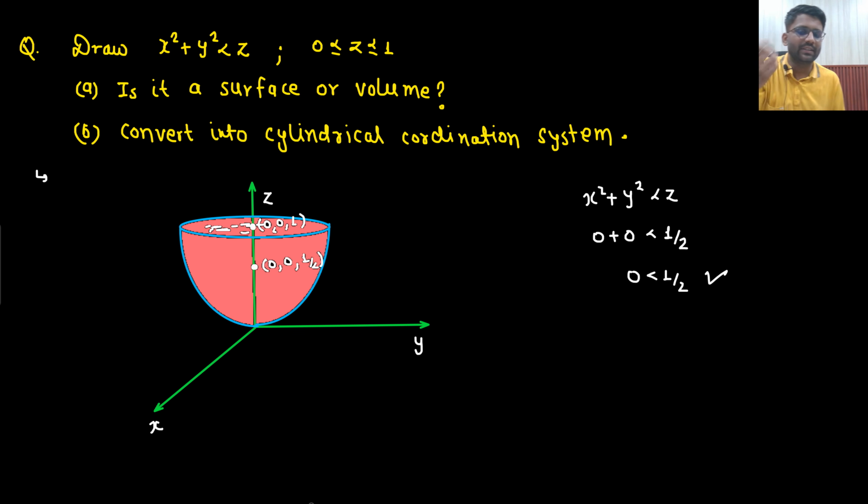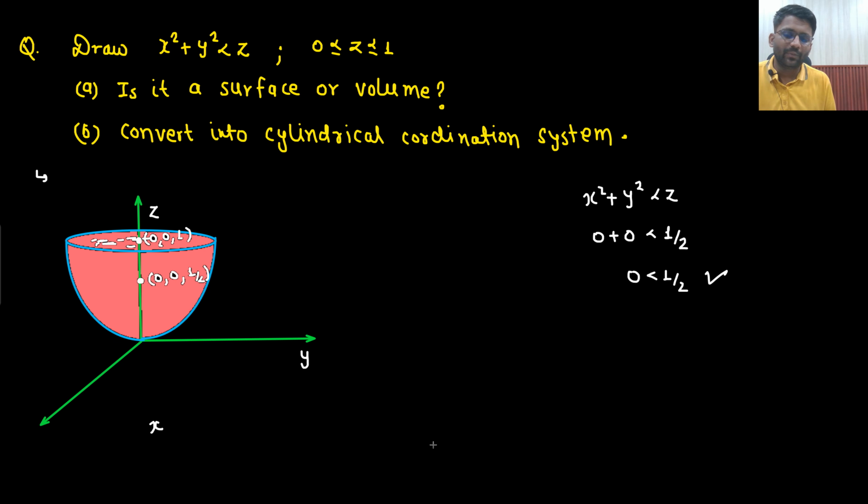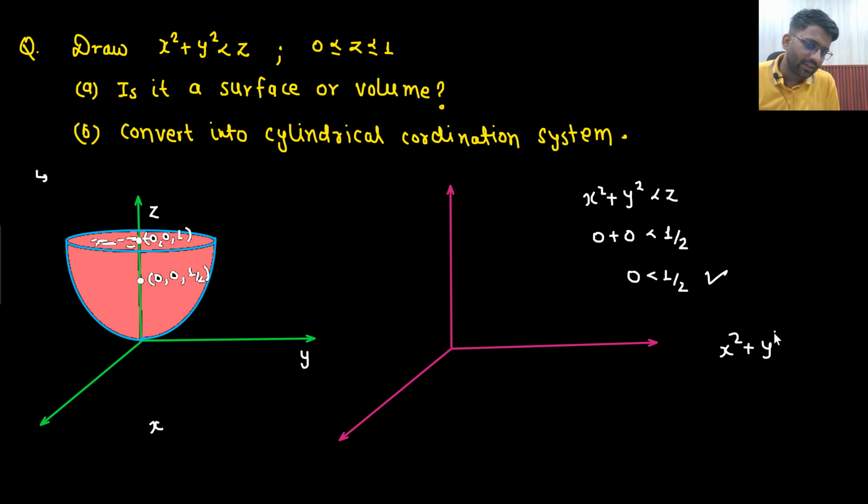If you are not able to understand in this manner, then this is one way of making the graph. What could be the other way? The other way would be that I need to make x square plus y square less than z, and z is going from 0 to 1.